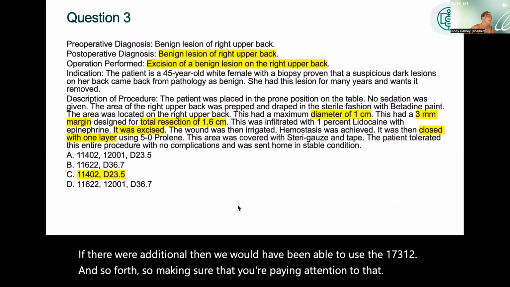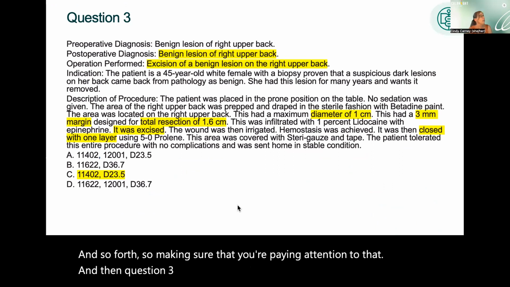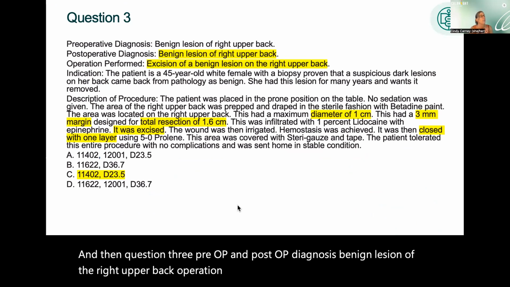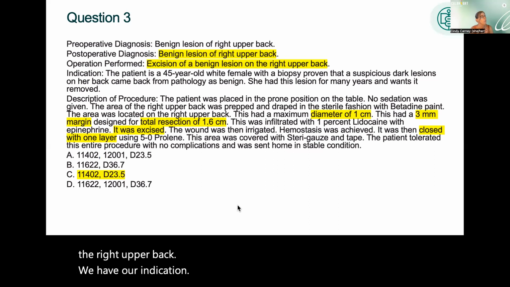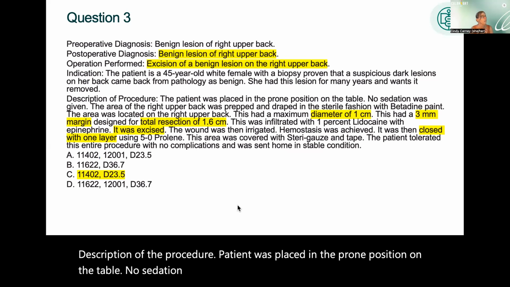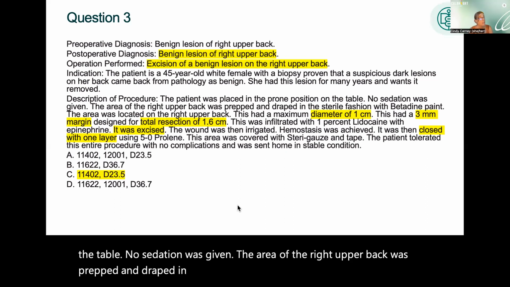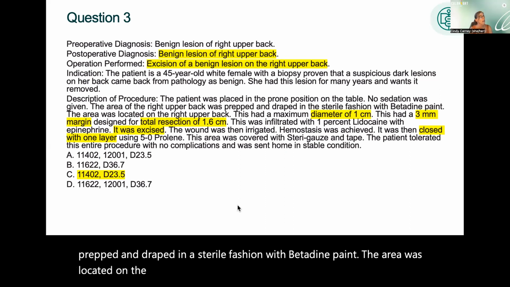And then question 3, pre-op and post-op diagnosis, benign lesion of the right upper back. Operation performed, excision of a benign lesion on the right upper back. We have our indication. Description of the procedure. Patient was placed in the prone position on the table. No sedation was given. The area of the right upper back was prepped and draped in a sterile fashion with betadine paint. The area was located on the right upper back and had a maximum diameter of 1 centimeter.